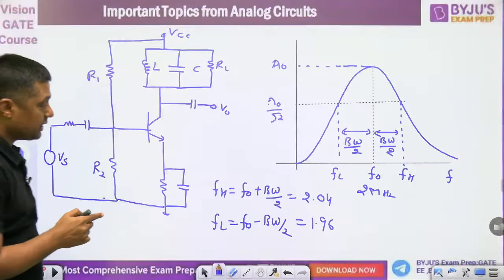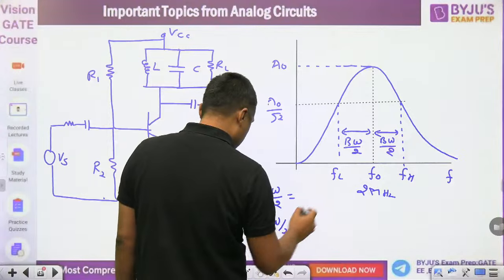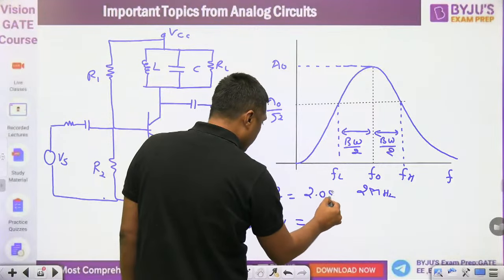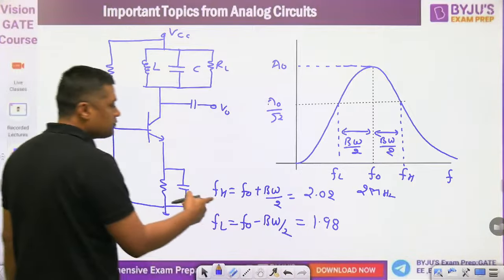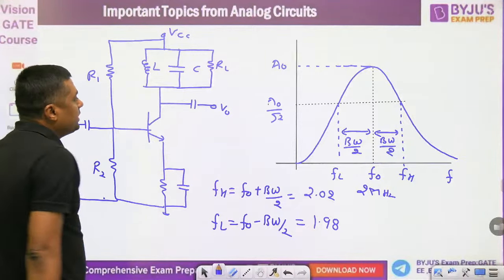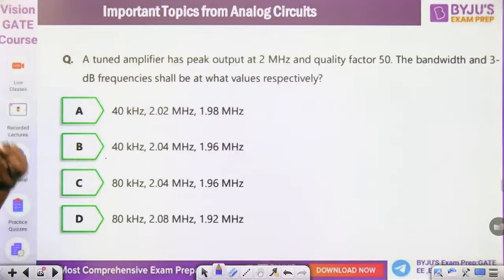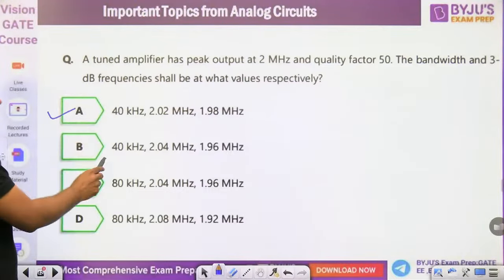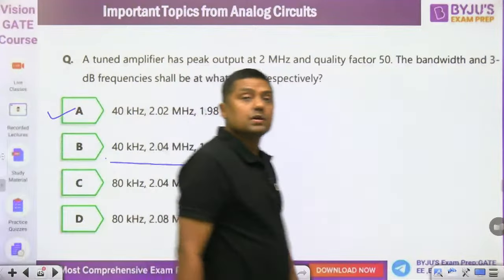You have to add and subtract half of that. Half of that means 2.02 and 1.98. Otherwise, you are going to make silly mistakes. Bandwidth is 0.04 divided by 2, so 2.02 and 1.98. That is the answer; the other is the wrong answer. Okay? Easy?